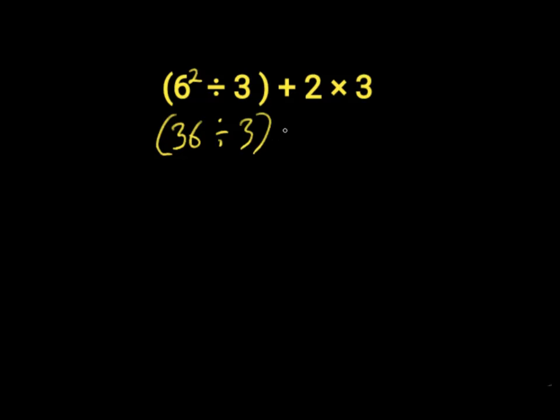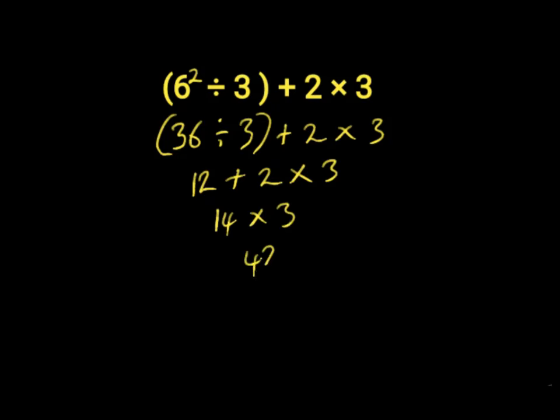Then bring down our 2 times 3 here. 36 divided by 3 will give us 12. Then we have 12 plus 2 times 3. 12 plus 2 will give us 14. Then we have 14 times 3. 14 times 3 will give us 42.